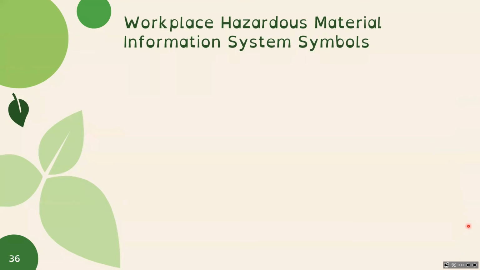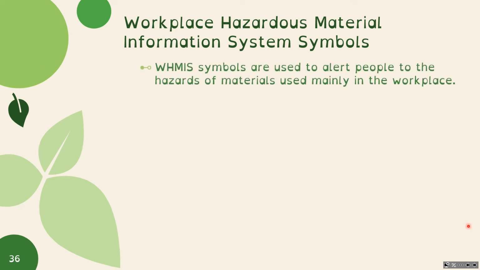So those are the four hazardous household product symbols, which are probably on things that you have around your home. This second system is the Workplace Hazardous Materials Information System symbols, which is also known as WHMIS. So WHMIS symbols are used to alert people to hazardous materials used mainly in the workplace. So these ones are more focused on the workplace, whereas the last ones were the household ones.